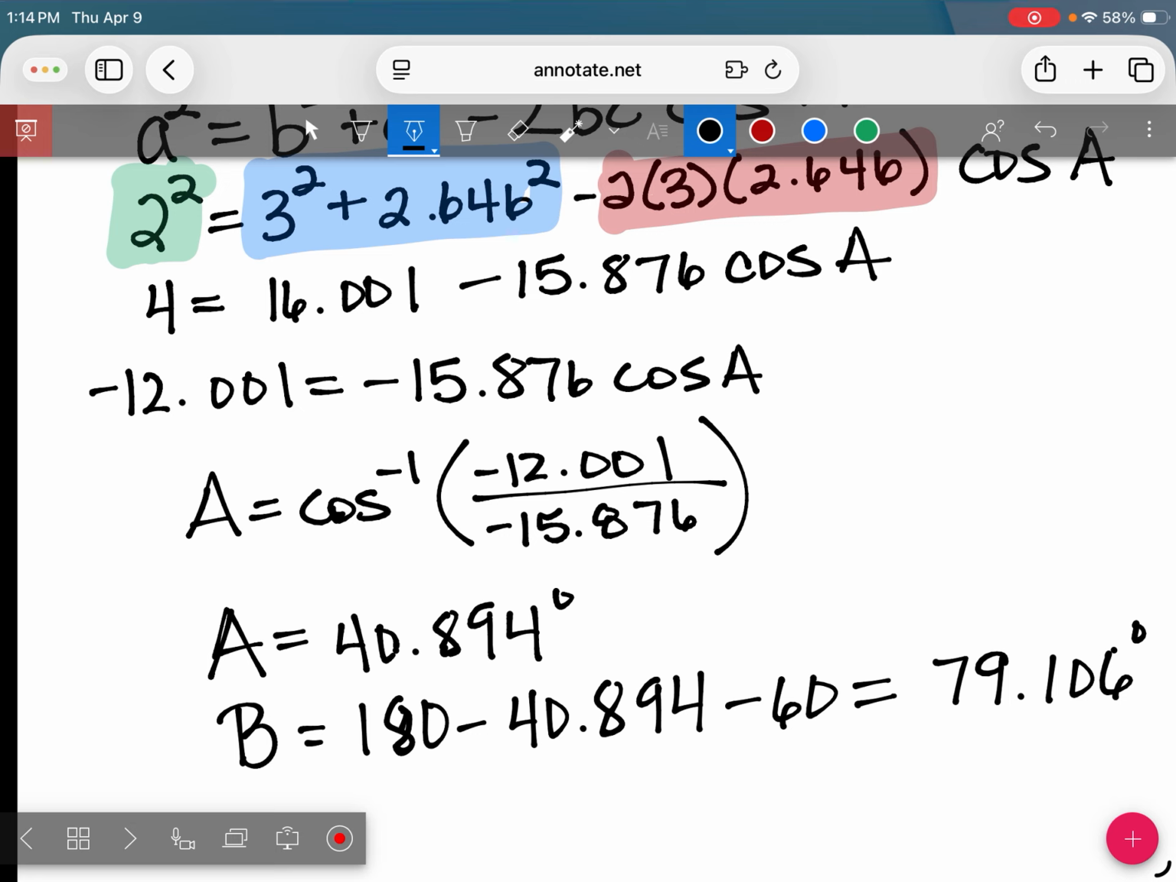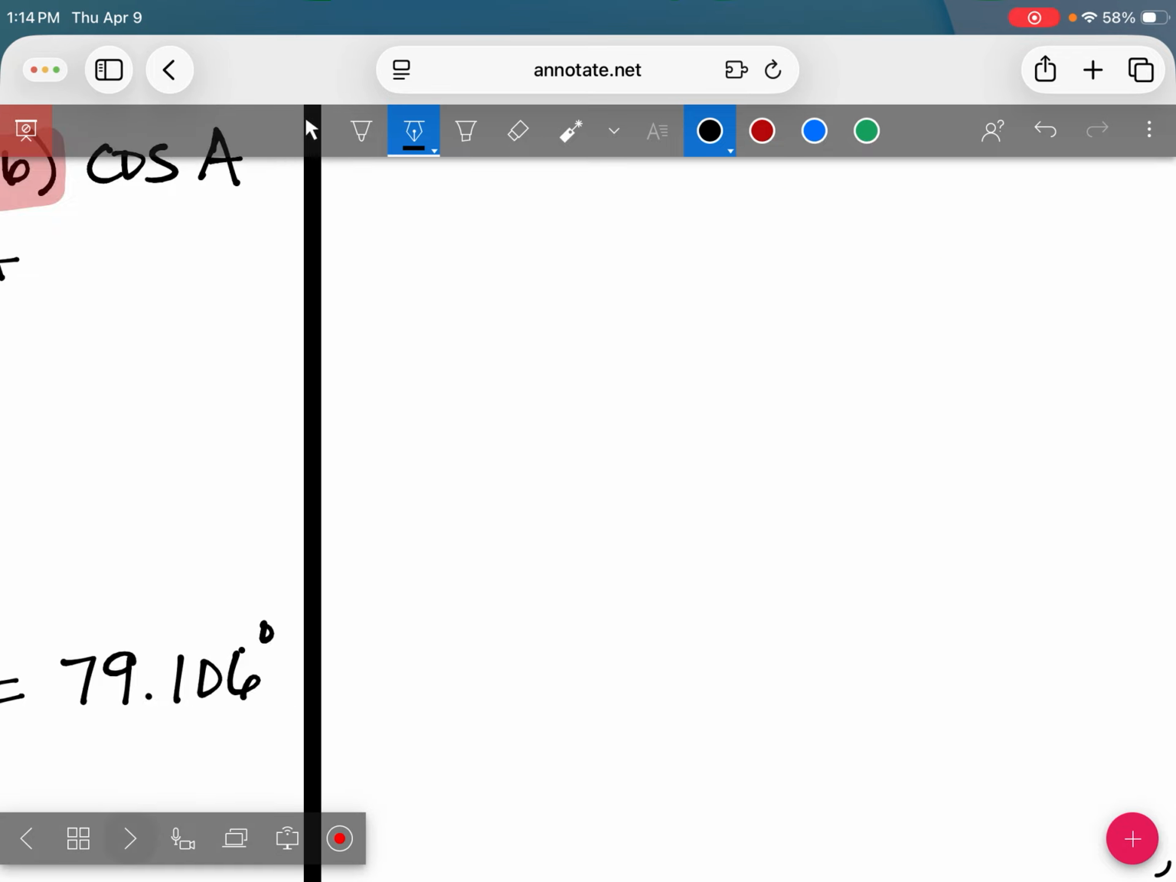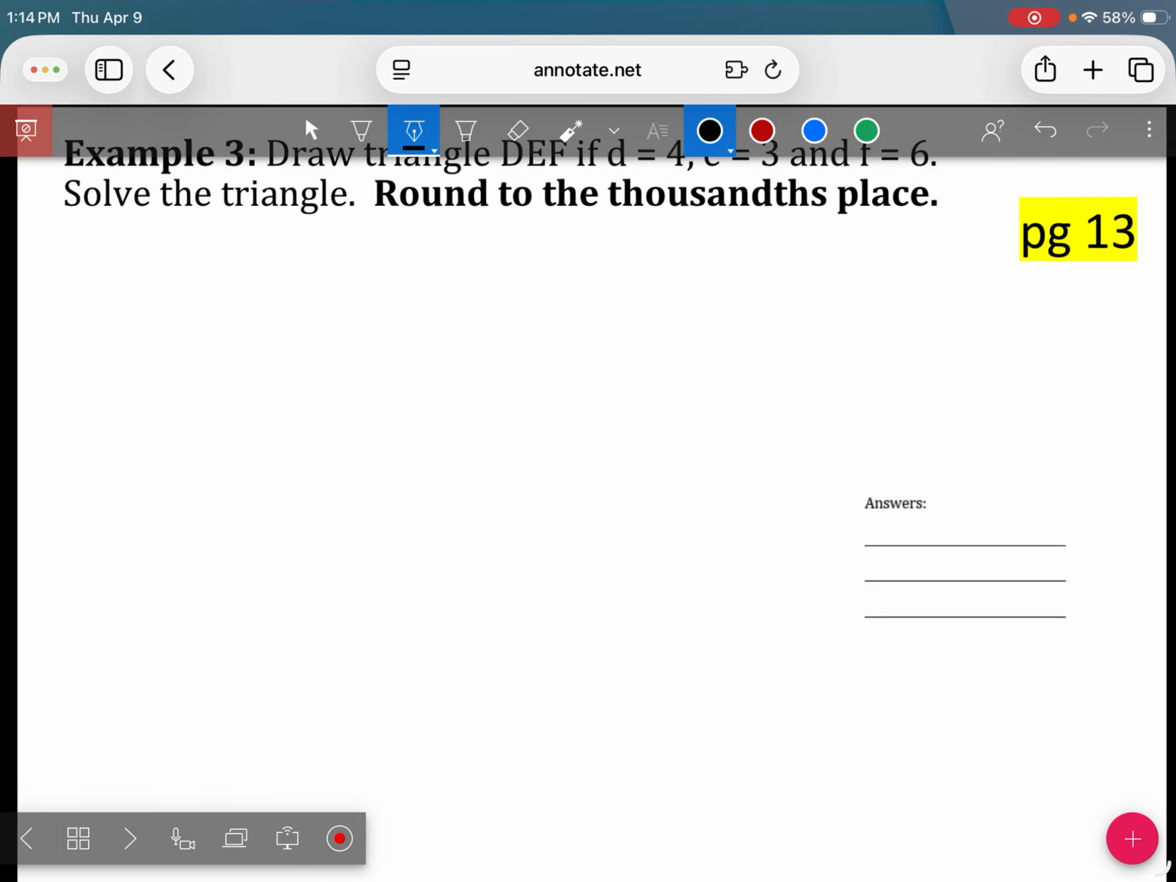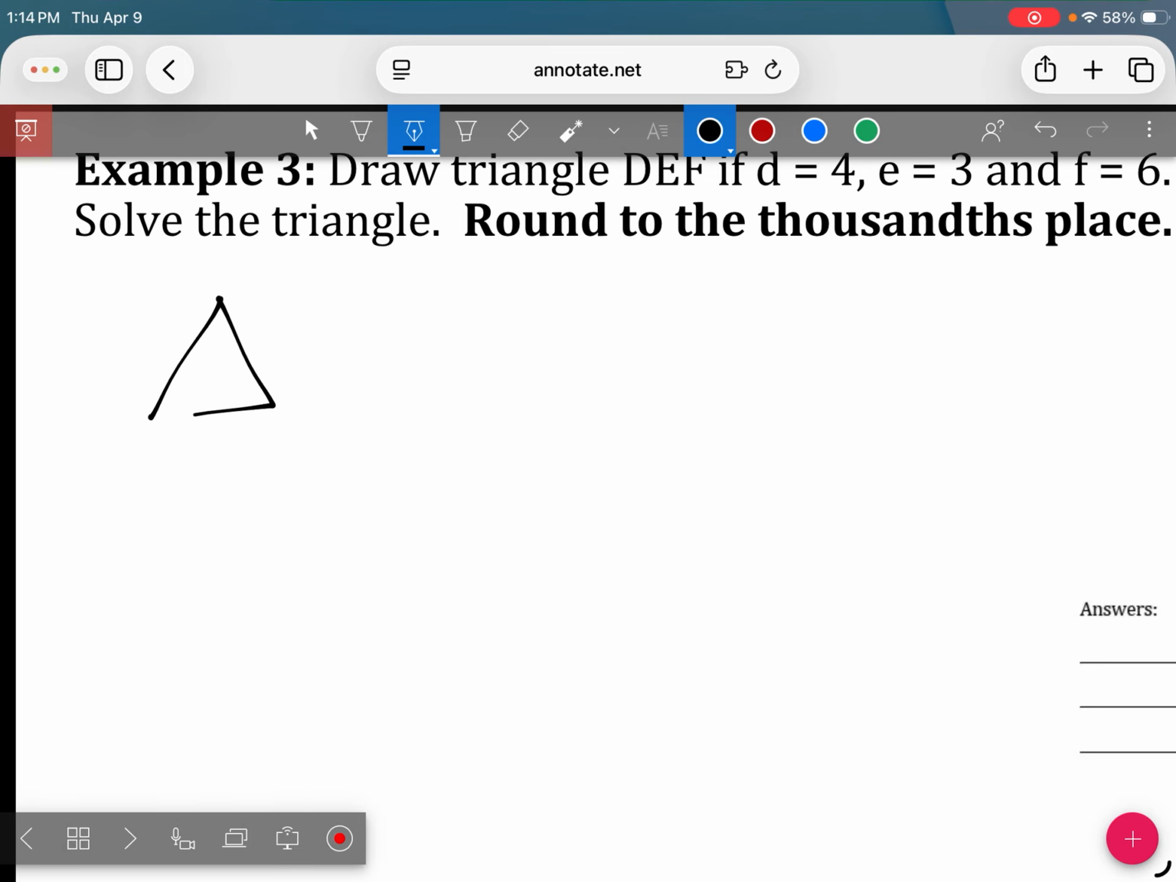All right, now let's use it for a side triangle. In this one, they didn't give us any angles. All they told me were the sides. So I have triangle DEF. Little d is 4, little e is 3, little f is 6. We're going to have to use the law of cosines and solve it twice, and then triangle sum for the last one. I do things in alphabetical order.